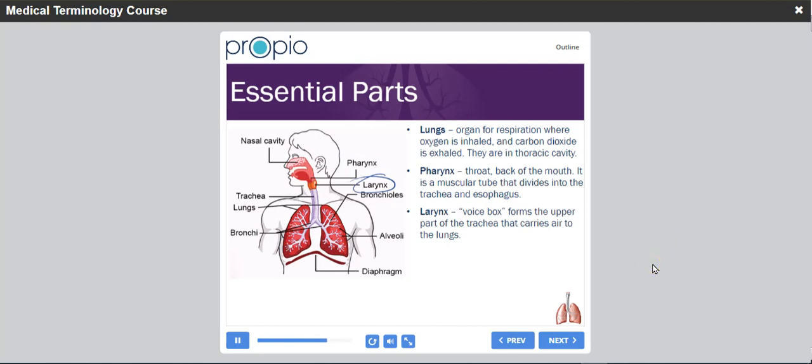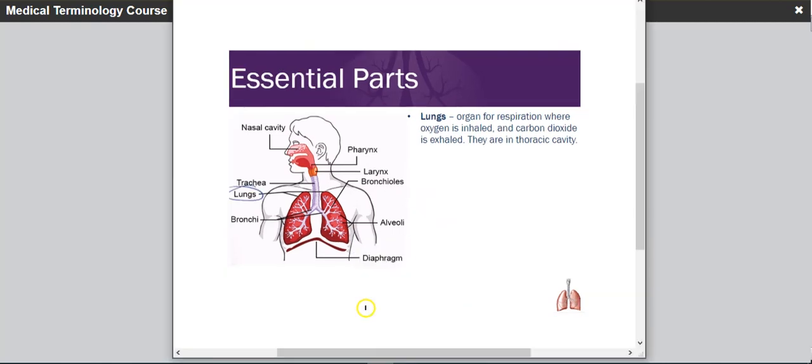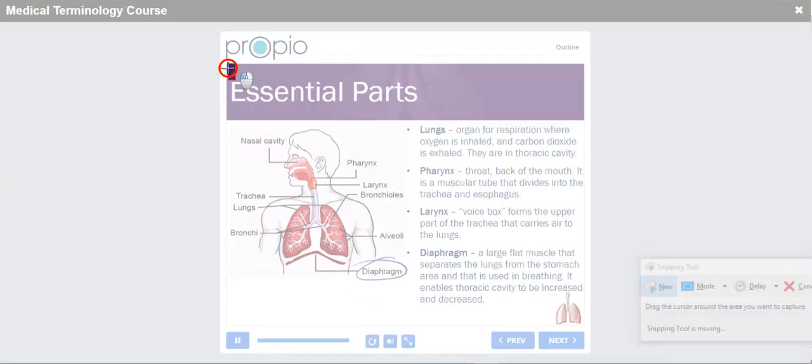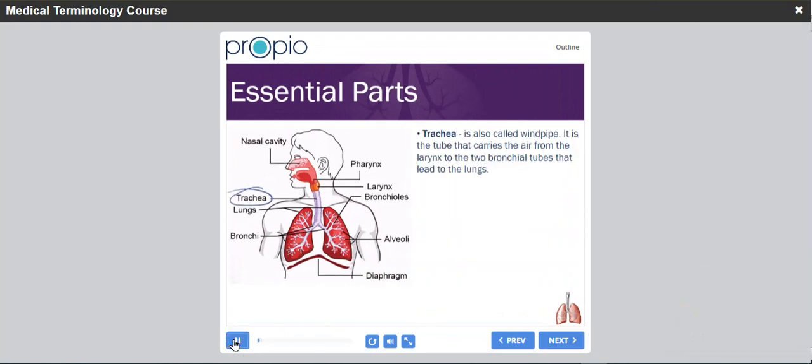Diaphragm, a large flat muscle that separates the lungs from the stomach area and that is used in breathing. It enables the thoracic cavity to be increased and decreased. Trachea, it's also called windpipe. It's the tube that carries the air from the larynx to the two bronchial tubes that lead to the lungs. Bronchus, there are two tubes that carry air from the trachea to the right and left lung.